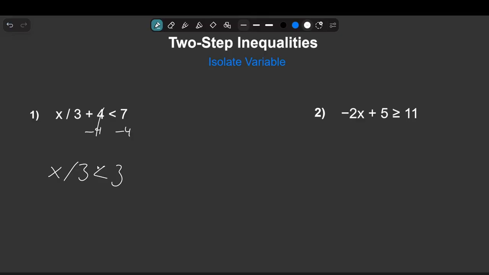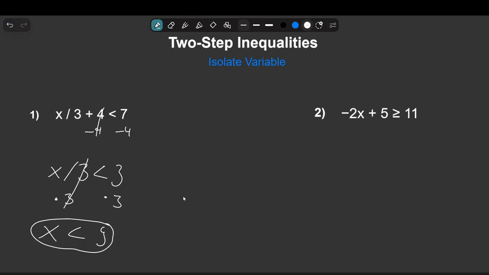Now what we're going to do is isolate the variable fully. To do this, we are gonna multiply both sides by 3. So we're gonna multiply by 3 and multiply by 3. Well, again, these two cancel each other out, so we are just left with our variable. Well, 3 times 3 equals 9. So our variable is less than 9, like this. So this will be our final answer for the first example.